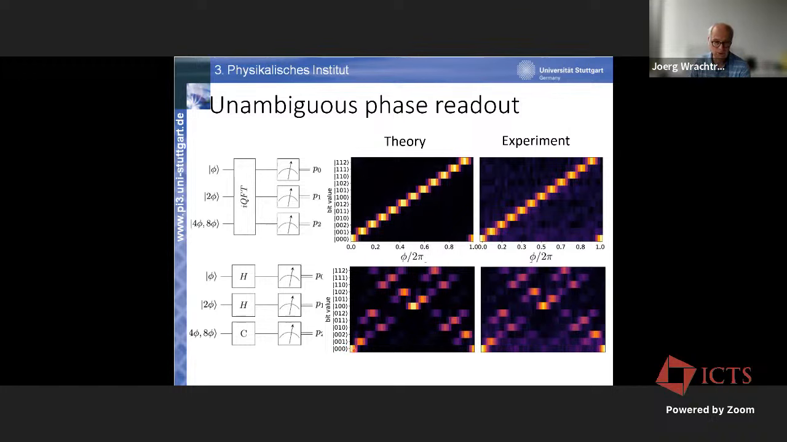You see this 0, 0 here gives you 2 phase values, 0, 0, 1. Also, you have 2 phase values, and so on and so forth. And while this is a theory here, this is once again an experiment.